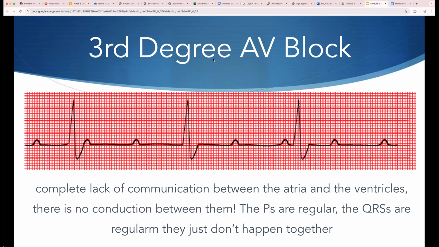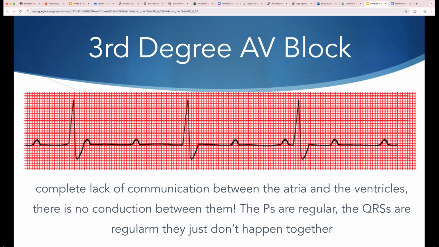Very good. Third degree AV block. And you can remember it, count the P's and the QRSs, and you'll see there's more P's than QRSs. And sometimes you see a P wave with no QRS. You see severely prolonged PR intervals. And so, of the heart blocks, which one is considered a medical emergency? Third degree. This one is considered a medical emergency.